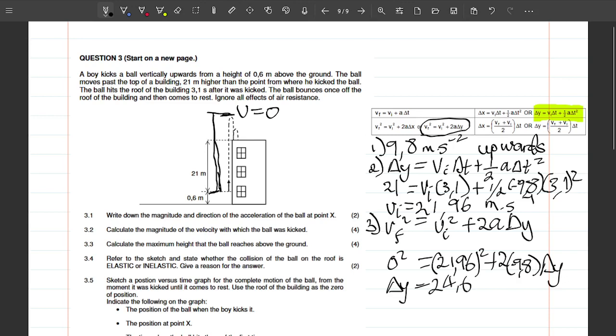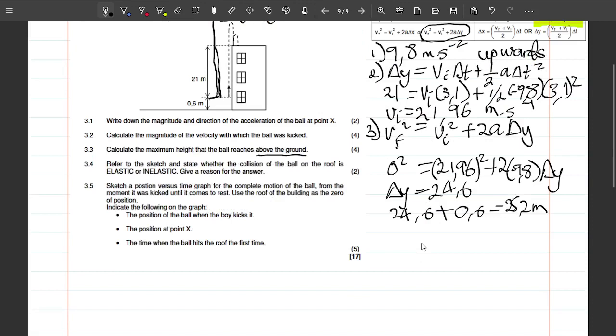However, this is not my final answer. They want the maximum that it has reached above the ground. So I'm going to include the ground as well. So the one that it did would be the 24,6 plus the ground itself of 0.6. Okay, and to get that we would have about 25.2 meters.